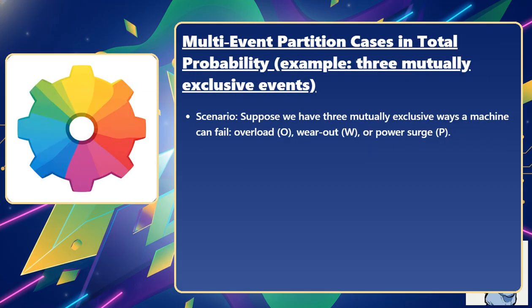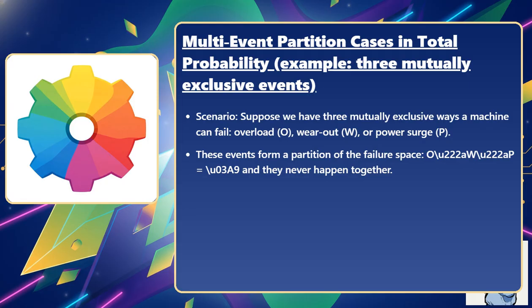Scenario: suppose we have 3 mutually exclusive ways a machine can fail: overload O, wear out W, or power surge P. These events form a partition of the failure space. O union W union P equals omega, and they never happen together. Their prior probabilities are P(O) equals 0.3, P(W) equals 0.5, P(P) equals 0.2.